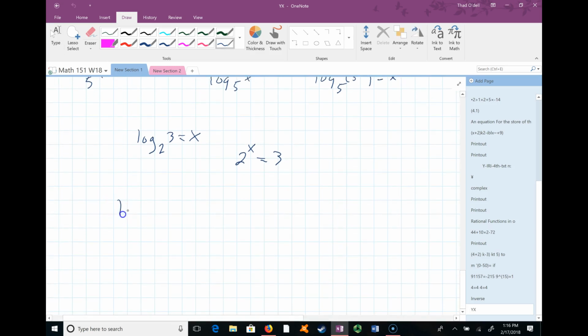Let's do another example. If I had log base 2 of 8. Okay?